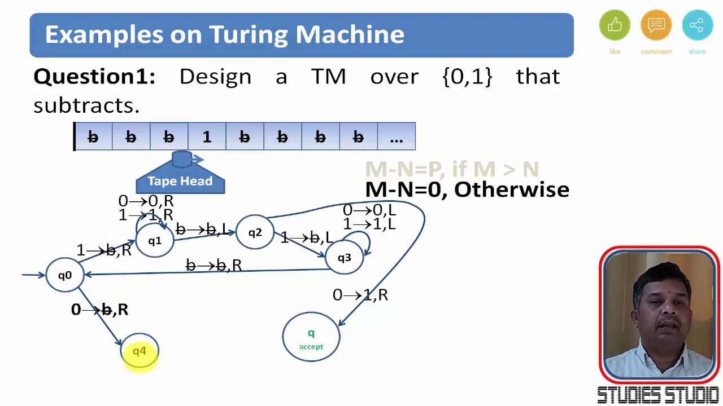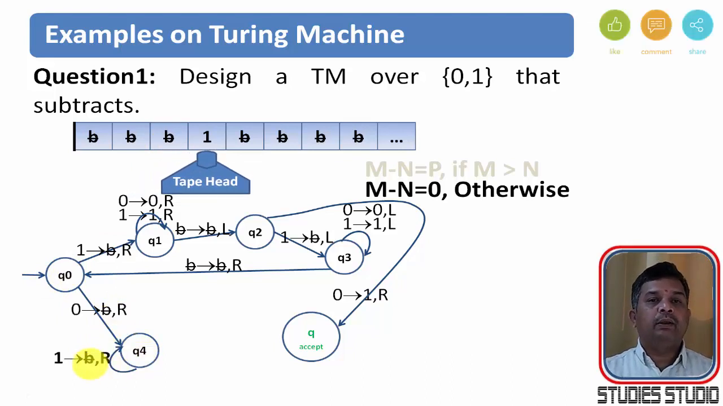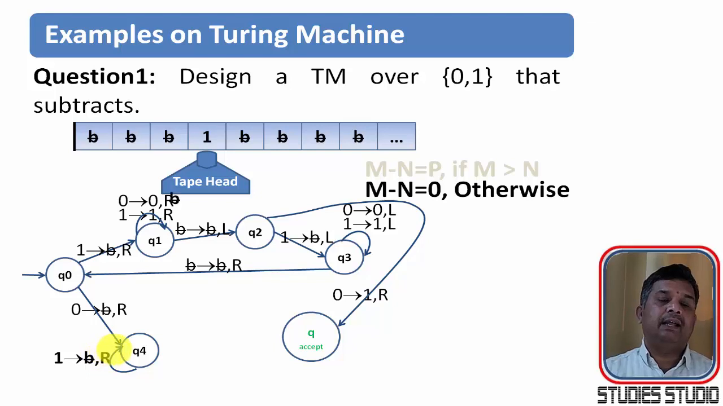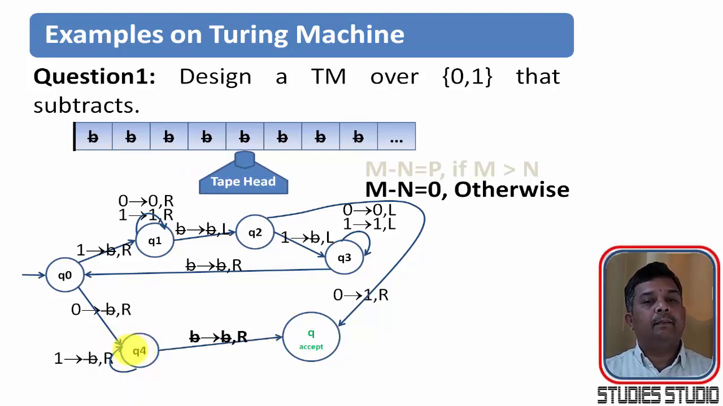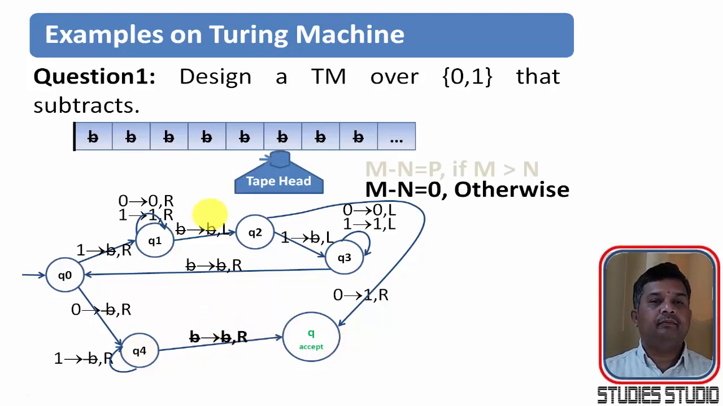The next symbol I got is a 1. So when 1 appeared, I can write blank onto the tape and move towards the right. There can be many ones that can appear here, so that's why a loop is kept here. The next symbol is again a blank. So when blank appears, I'll go to accept state by writing blank onto the tape and moving the tape head right. So this is how we are going to create the subtraction for two numbers.